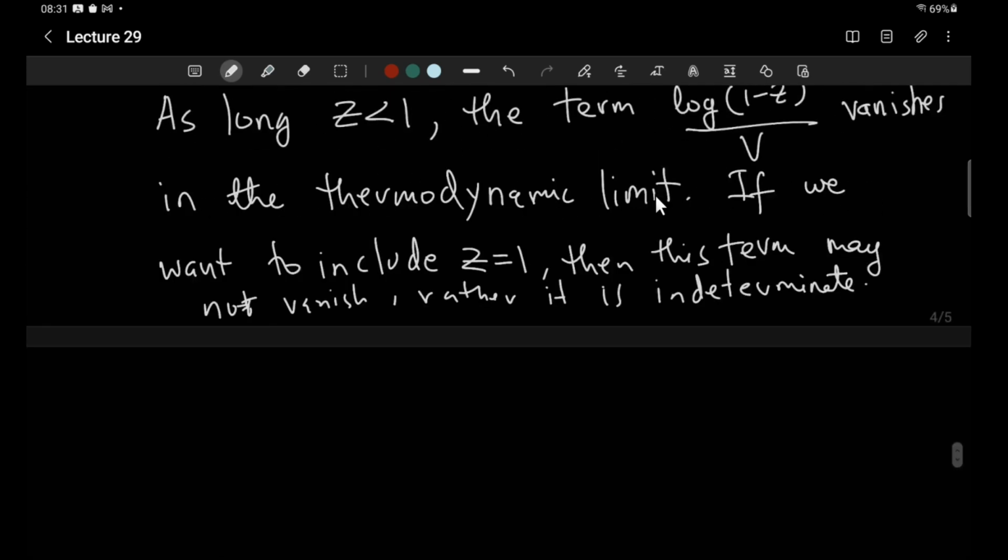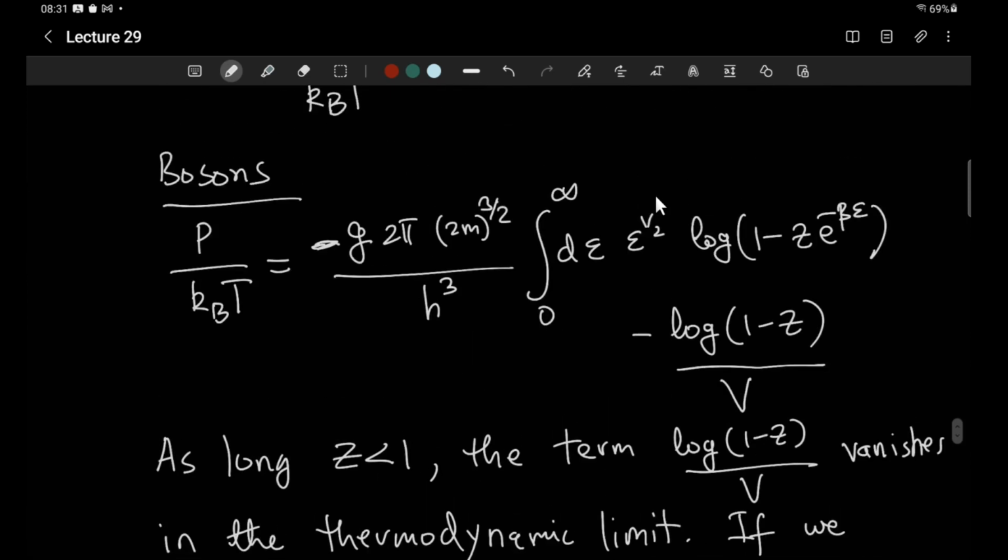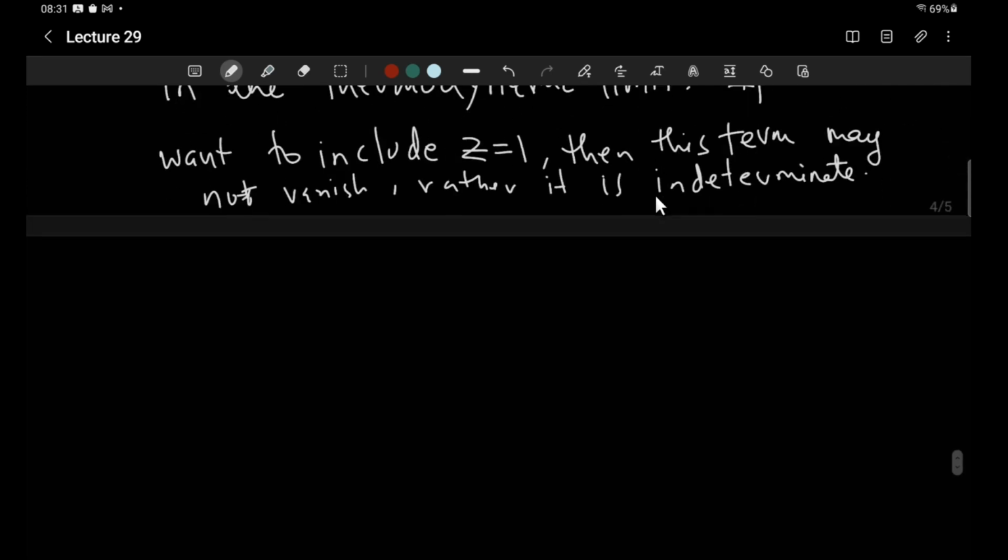You can write a similar formula for fermions, where this minus sign won't be there and this will become plus. And there's no need to write this extra term. There's nothing singular happening. So let's work out what is the number density.